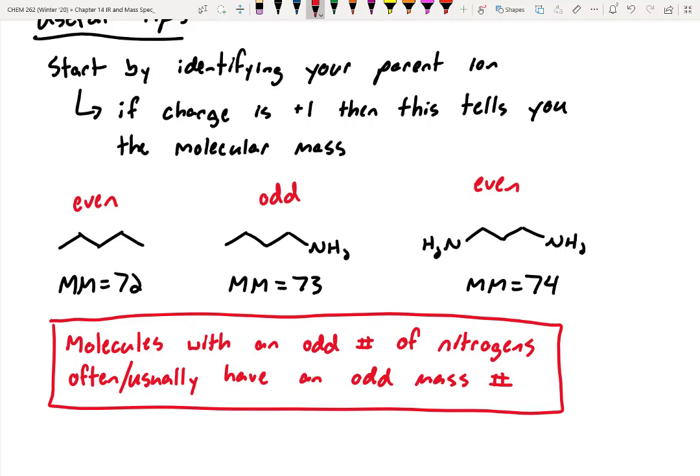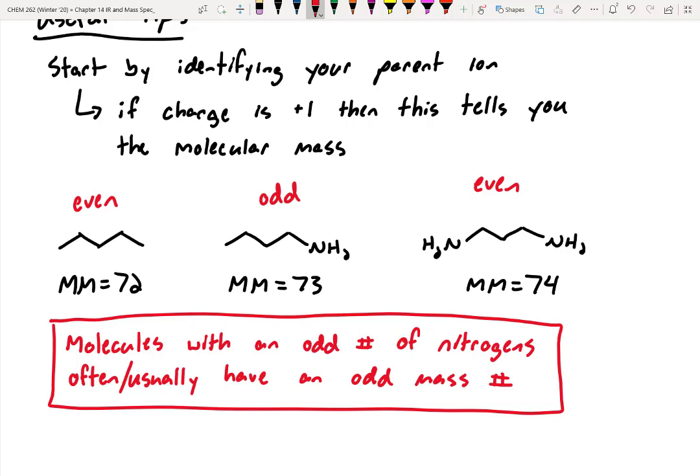It's a huge clue that you've got a nitrogen atom somewhere in your unknown molecule. Does that make sense? So most compounds have an even molecular weight, assuming that they don't have an odd number of nitrogens. What would happen if we had 3 nitrogens? It'd be odd again. So we can use that simple rule to kind of give us clues as to how many nitrogens we have in an unknown compound.